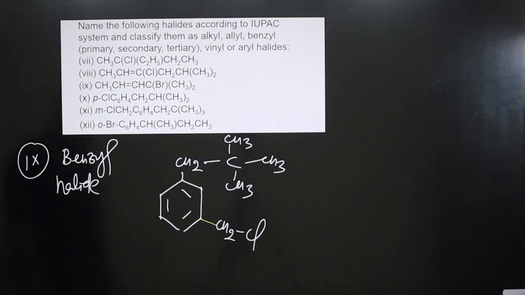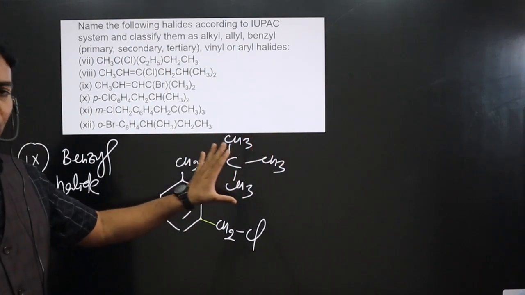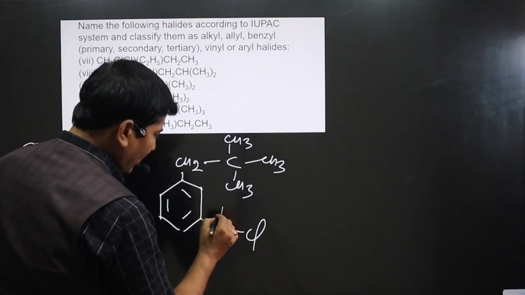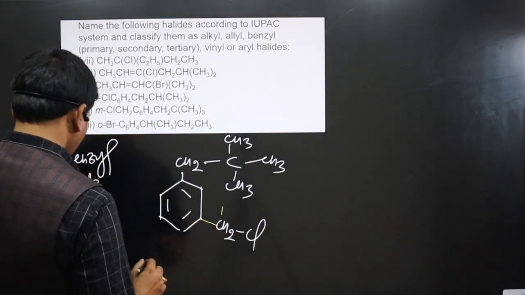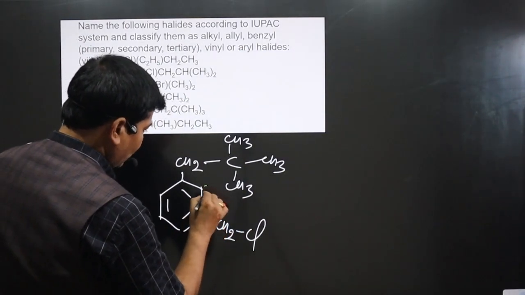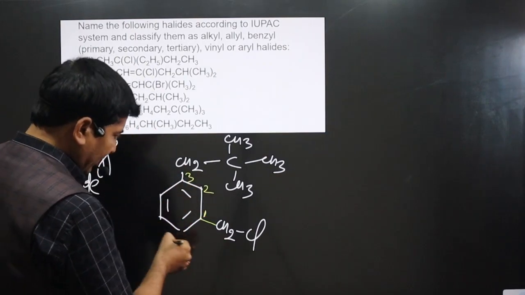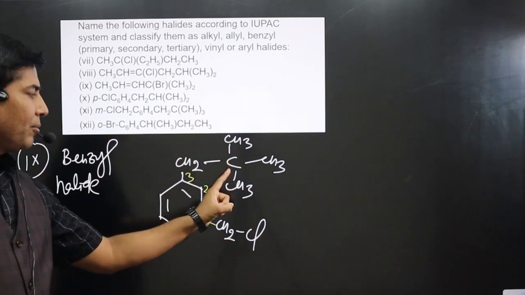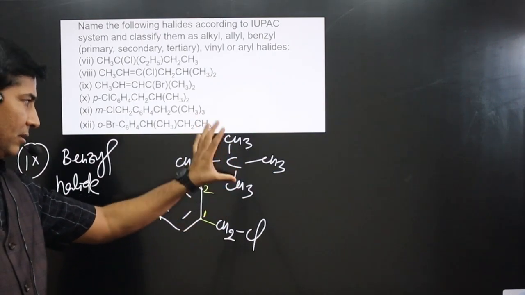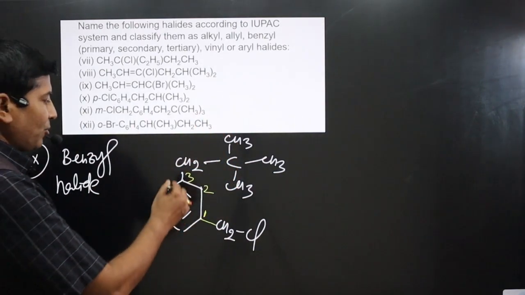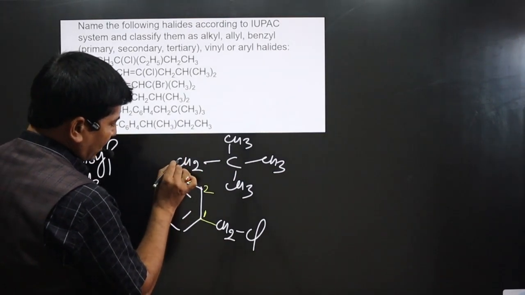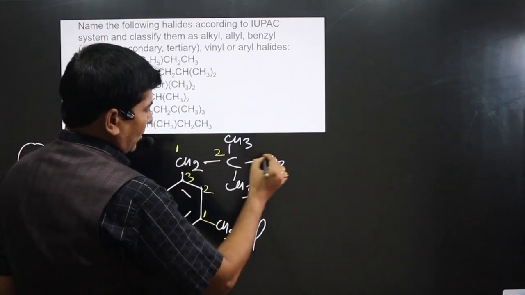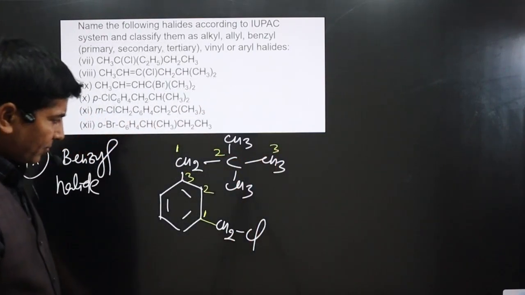Now we can go for the naming. You can see here we don't have any priority functional group. So we can mention this is 1, and this is 2 and this is 3, because this benzene ring is acting as the parent chain. You can see in the parent chain one branching is there. So we always start numbering from here, because this carbon is connected to the parent chain. It is 1 and it is 2 and it is 3.